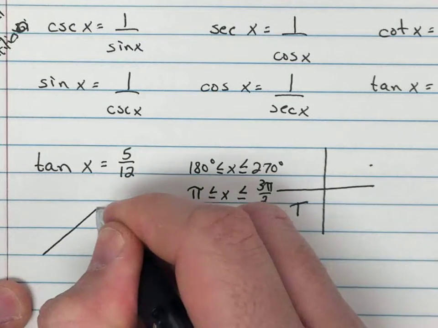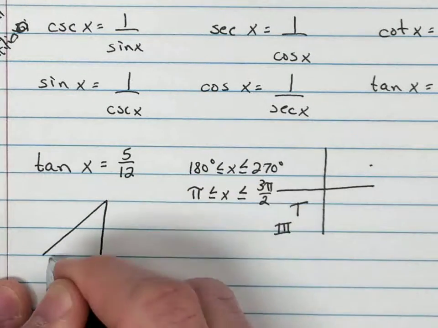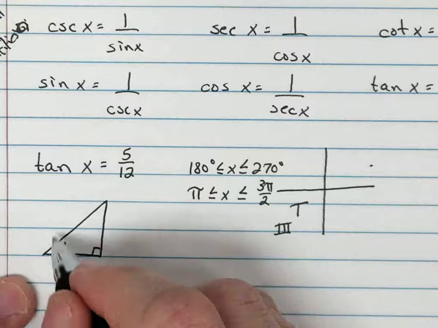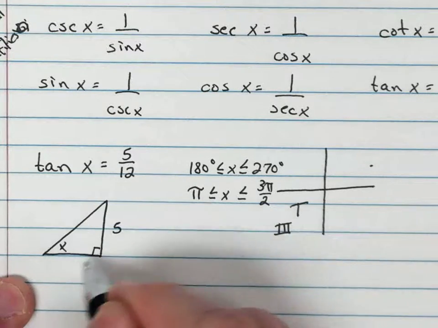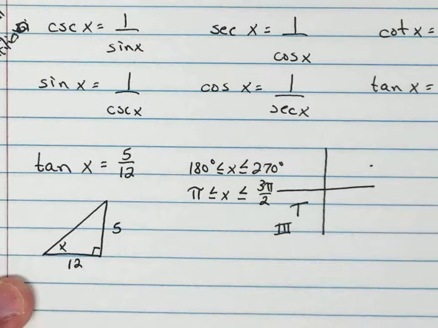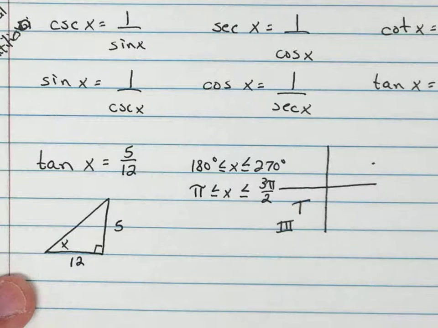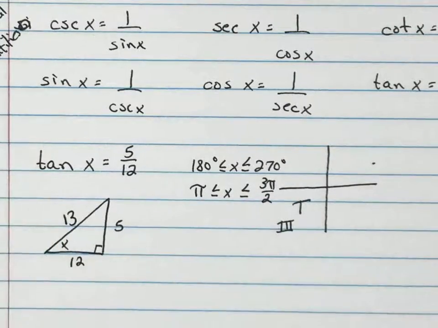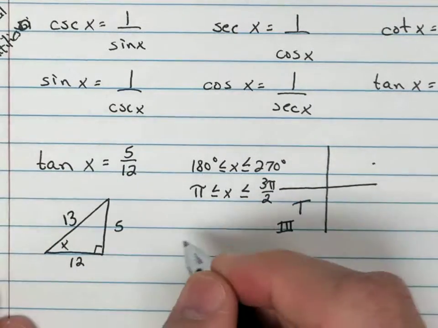We draw ourselves a little right triangle. We let this be my x. Doesn't matter really where you put it. But I know that tangent, which is opposite over adjacent, is 5/12. And this is the reason I told you that 5 and 12 are nice numbers that we like to see, because now I have a 5, 12, 13 right triangle. So let's find them all.